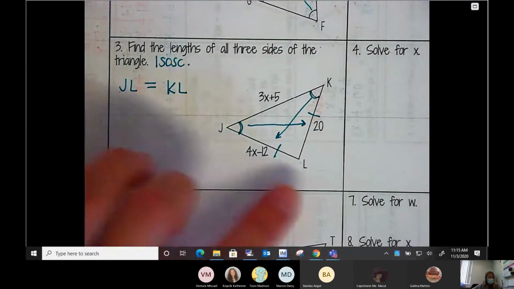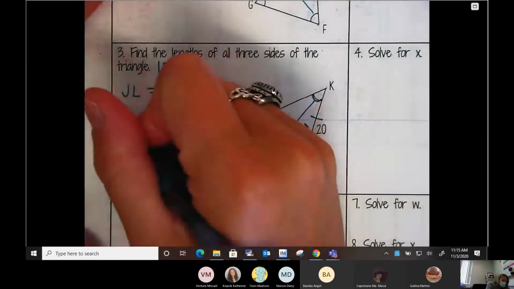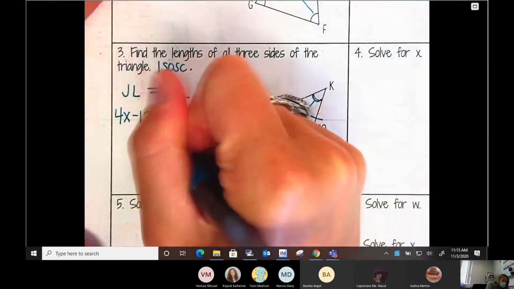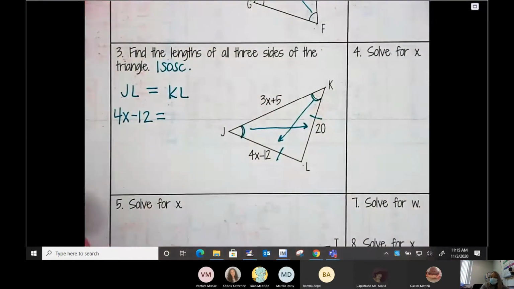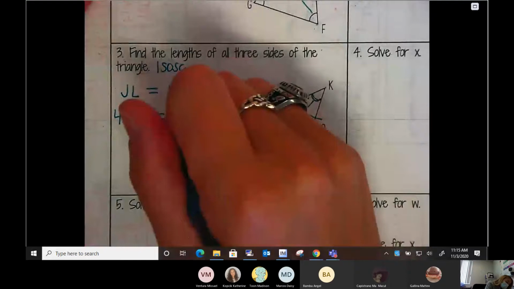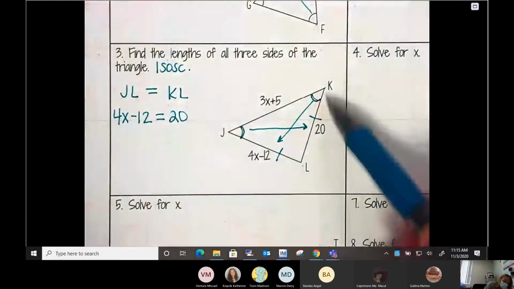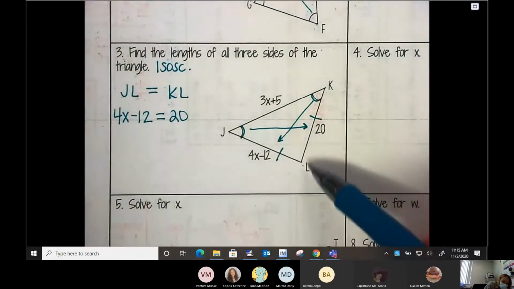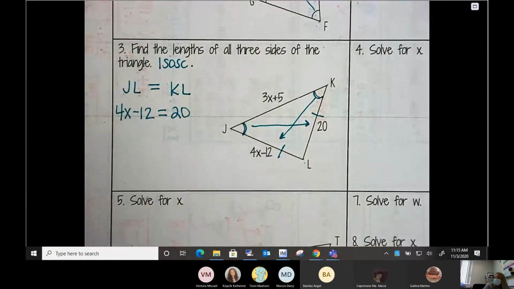So side JL is 4x minus 12. And what's side KL? 20. So if this side is 20, what should this side be? 20. It should also be 20. They should be exactly the same.